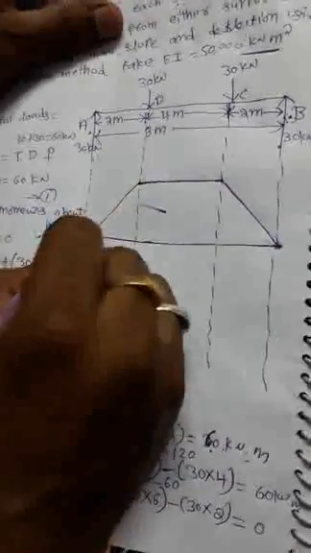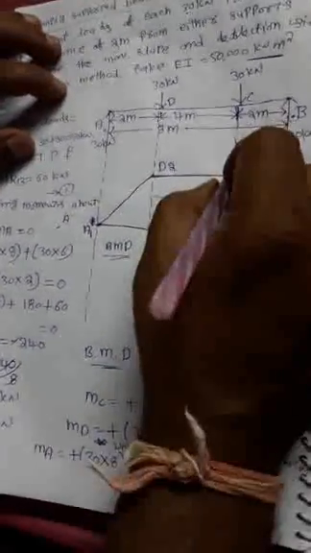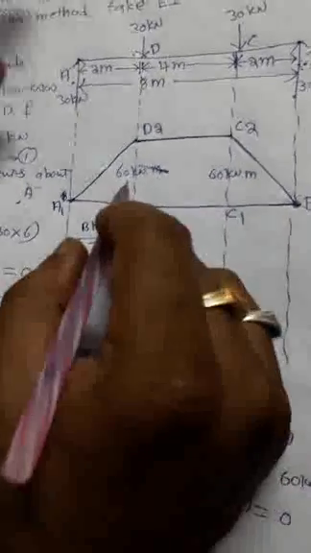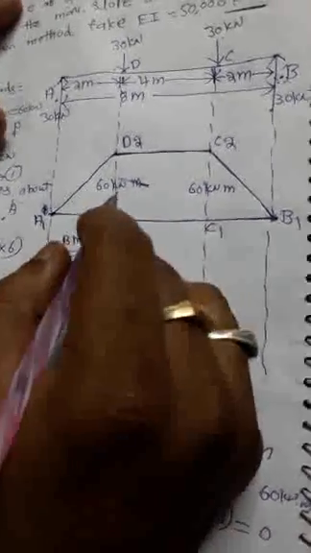So MA equals 0. Label these points: this is A1, this is D2, this is D1, this is C1, and this is C2, and this is B1. Here the value is 60 kilonewton into meter, and here also the value is 60 kilonewton into meter. From the baseline it rises 60, and from the baseline it rises 60. Kilonewton into meter is the moment unit.